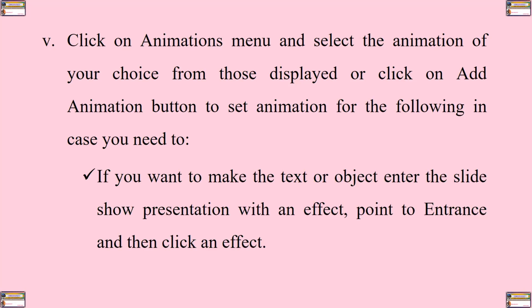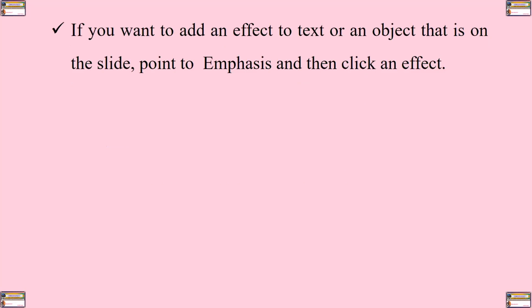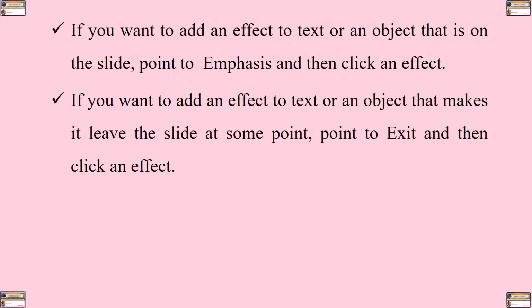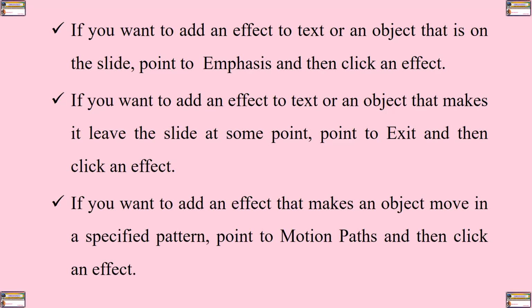If you want to make the text or object enter the slide, show presentation with an effect, point to entrance, and then click an effect. If you want to add an effect to text or an object that is on the slide, point to emphasis and then click an effect. If you want to add an effect to text or an object that makes it leave the slide at some point, point to exit and then click an effect. If you want to add an effect that makes an object move in a specified pattern, point to motion paths and then click an effect.